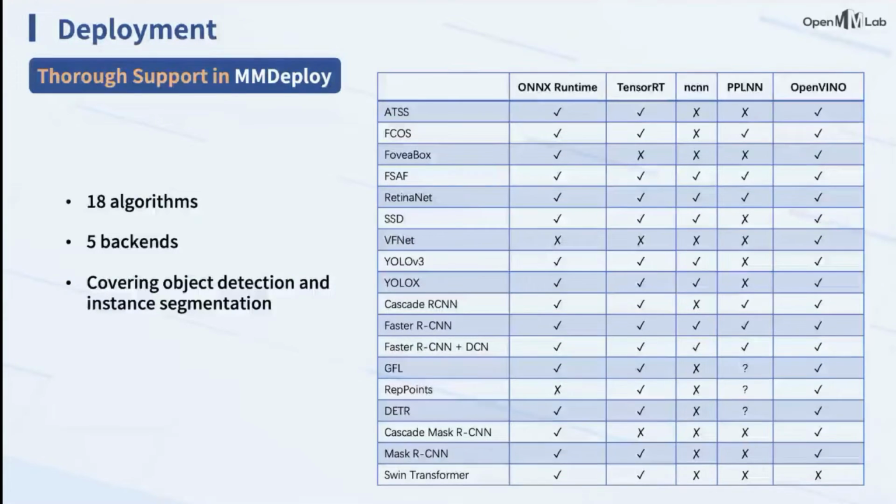MMDetection also has thorough support for model deployment. Basically, there are more than 18 algorithms in MMDetection supported by MMDeploy, and they can be exported to more than 5 backends. This support covers many common object detectors and the instance segmentation models.